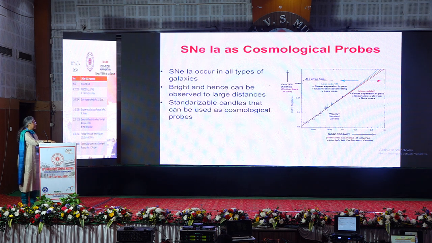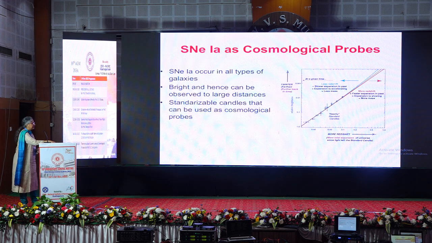So hence we can use these objects to get the distance to the supernova. Once we observe the apparent magnitude, that is what we see, and you know what the intrinsic magnitude should be, so you know that the difference is basically because of the distance at which these objects are occurring. And that's the reason why they can be used as standardizable candles.